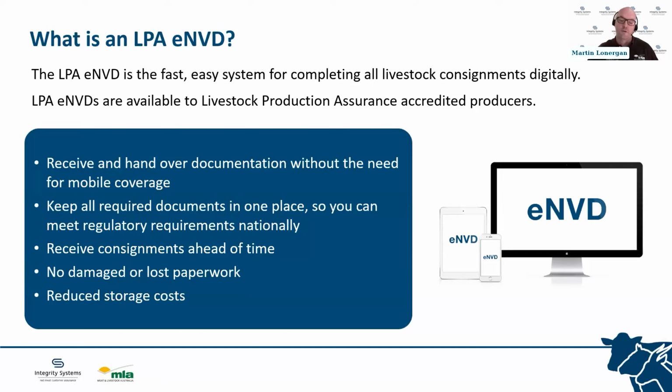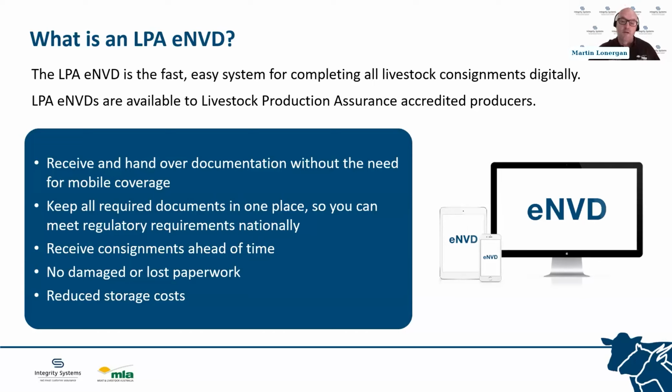Some of the key benefits of using the eNVD, particularly in the transport sector and with the app, is that the system's available offline. So you are able to use, receive or send consignments through the app when you are offline, in a location without internet service. You've also got the ability to capture all of the information in one place. The digital consignment remains there. You've got a history, and it's easy to go back and look at what you have moved, but also what may be coming up as well.